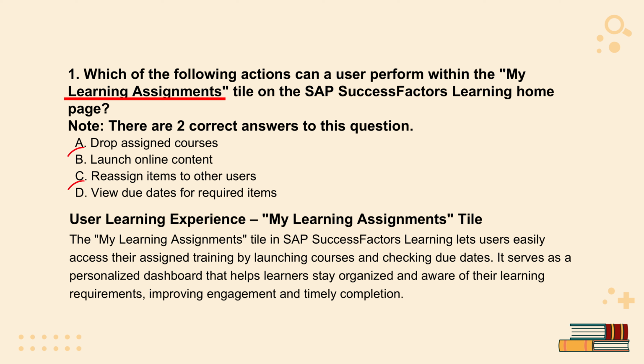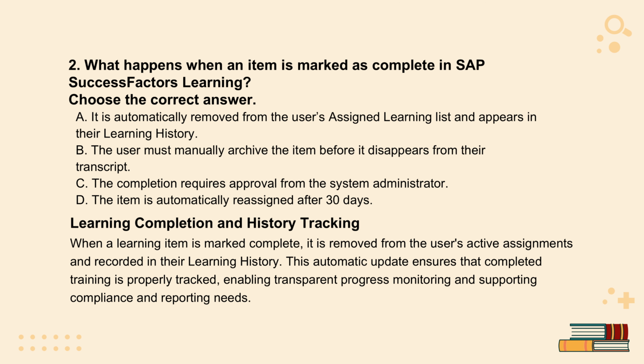That makes sense. Okay, so you've completed a course. Maybe that required compliance training. Right. What happens next? Does it just vanish from your list? No, definitely not. And this is a neat bit of automation. Once a learning item is marked complete, the system automatically moves it. It goes from the user's assigned learning list, their active tasks, right over to their learning history. Automatically. No clicks needed.